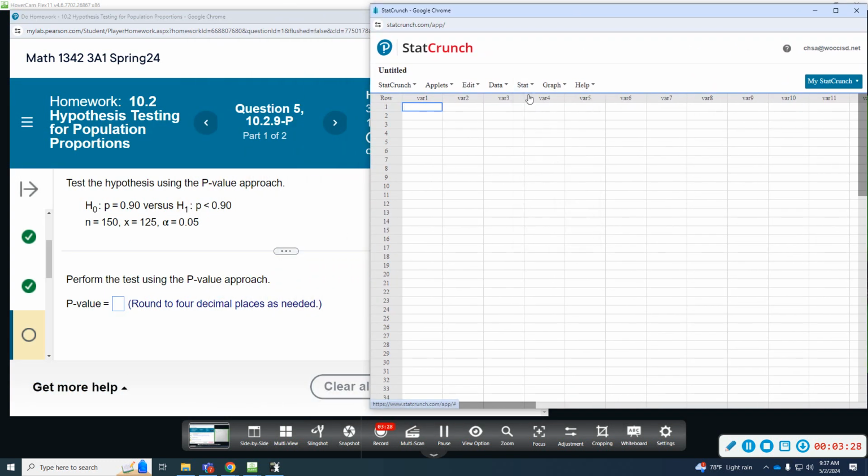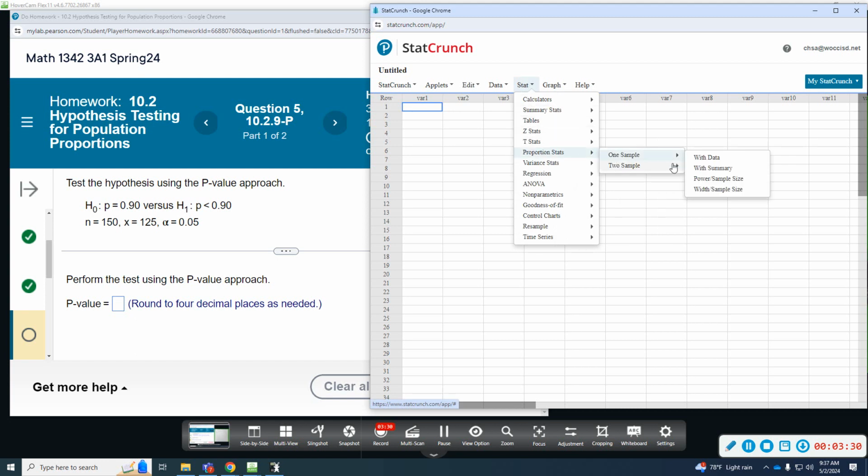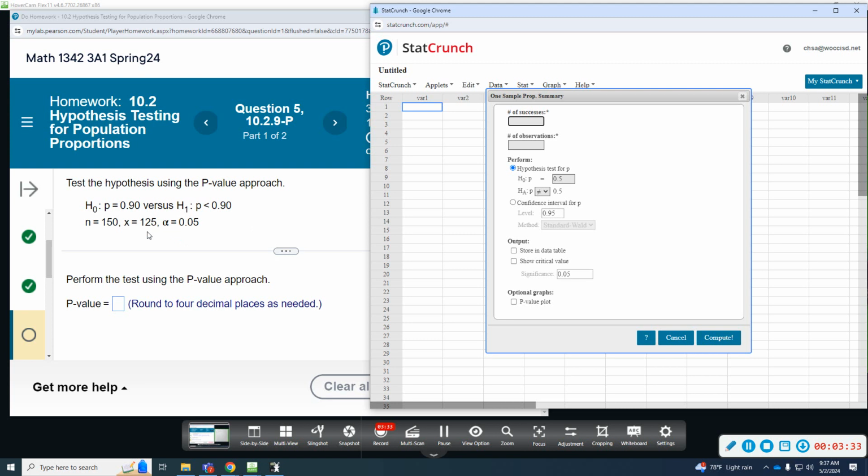We're going to go to Stat, Proportion, 1 sample with summary. Number of successes, that's my X, is 125. Number of observations, N, is 150. The population proportion we're testing is 0.9. We are doing a left-tail test, so less than this time versus equal to. So we're going to go to less than. And alpha is 0.05, the level of significance. I'm going to come down here and say show critical value, and then we're going to compute.